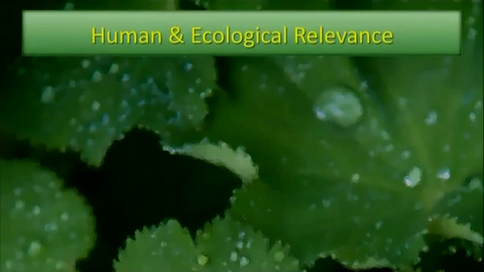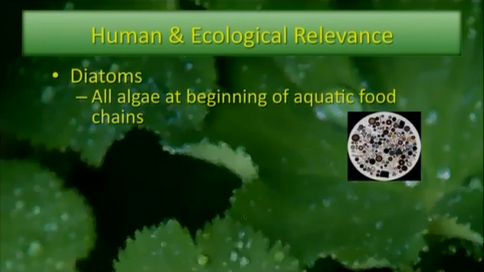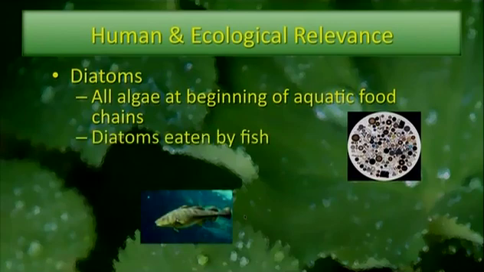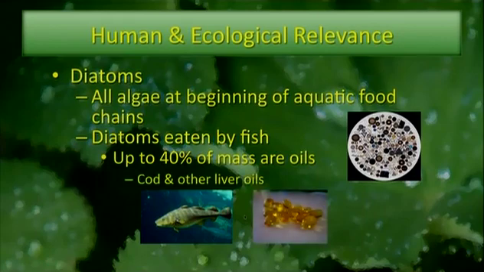Now, human and ecological relevance of the diatoms. All algae are at the beginning of aquatic food chains. Of course, diatoms are eaten by fish, or diatoms are eaten by zooplankton, which are eaten by fish. For diatoms, up to 40% of the mass of the diatom is oils that are their storage products. These are converted by fish to cod and other liver oils, which are rich in vitamins. They don't taste particularly good, but they're good for you, you know.